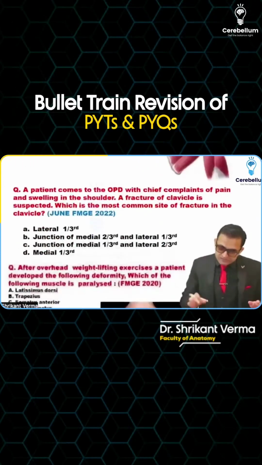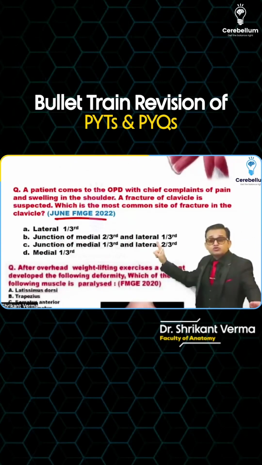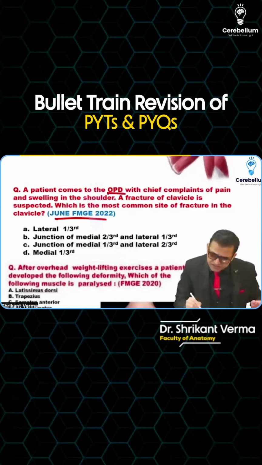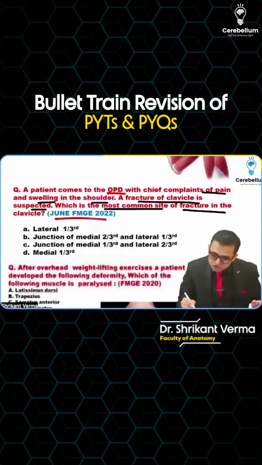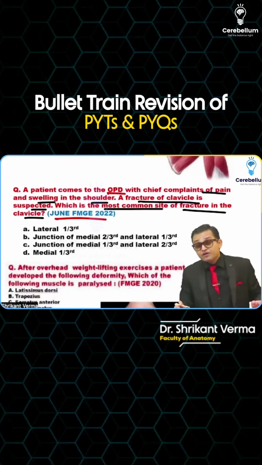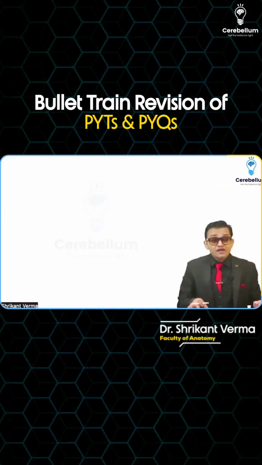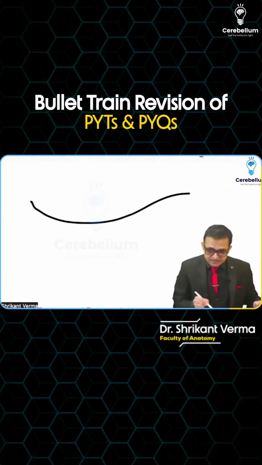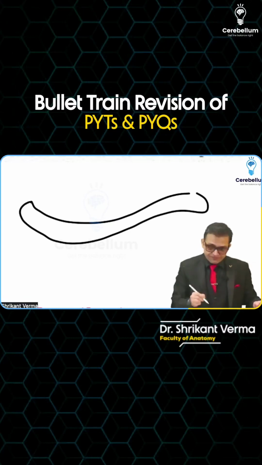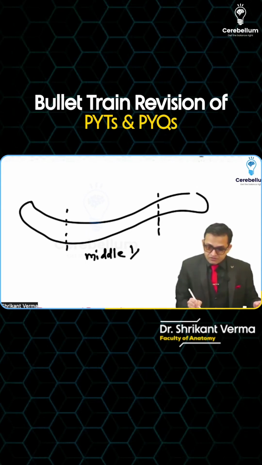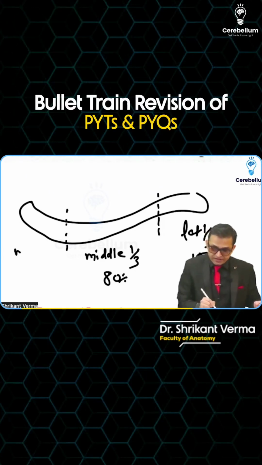Okay, now look here. There is one controversial question, June FMG 2022. A patient comes to the OPD with chief complaint of pain and swelling in the shoulder. A fracture of the clavicle is suspected. Which is the most common site of the fracture? So there is a Drishyam movie. What happens? We are aware from our orthopedics of the clavicle, Allman classification. Sir, there is a medial 1/3, lateral 1/3. Sir, the middle 1/3, 80%. Sir, lateral 1/3, 15%, and sir, medial 1/3, 5%.